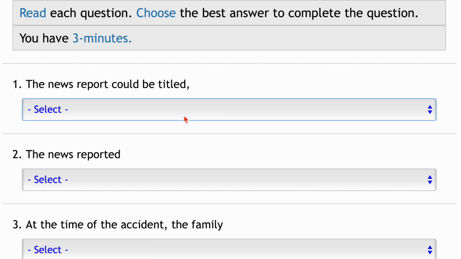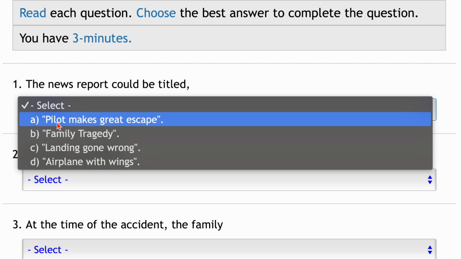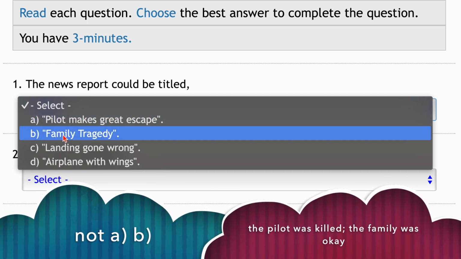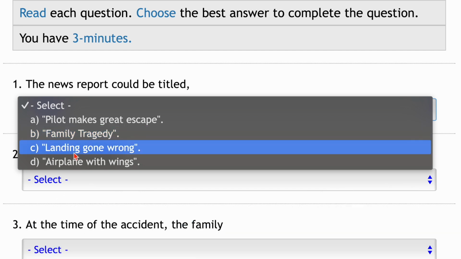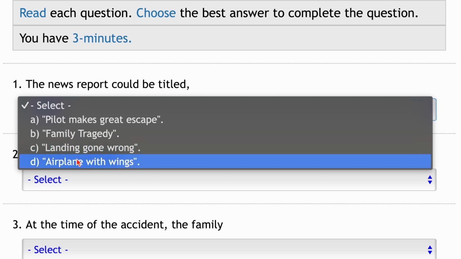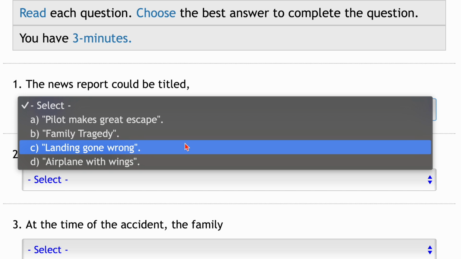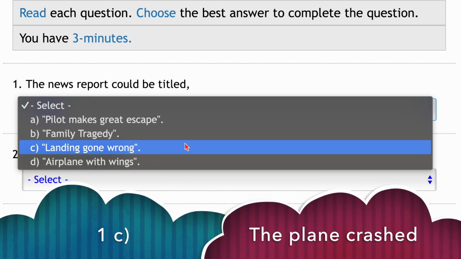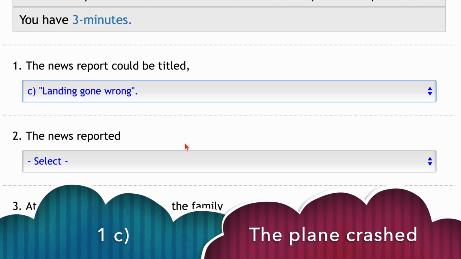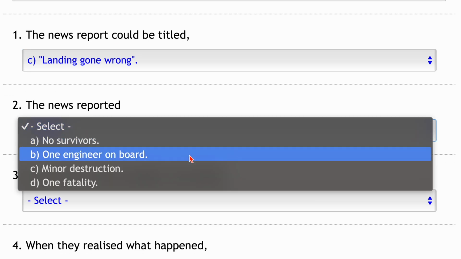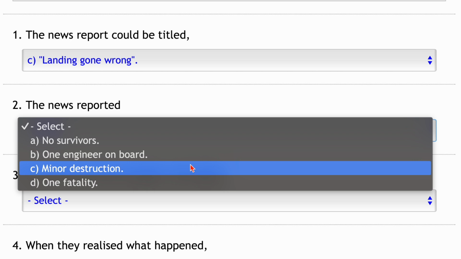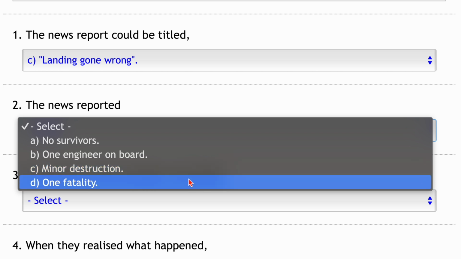So the pilot didn't make it, so not escape. And family tragedy, maybe, but the family was okay. This means some kind of gone wrong, means something went wrong. An airplane with wings. So it looks like the answer is C because it was a crash, okay? The news reported no survivors, 1 engineer on board, minor destruction, 1 fatality.